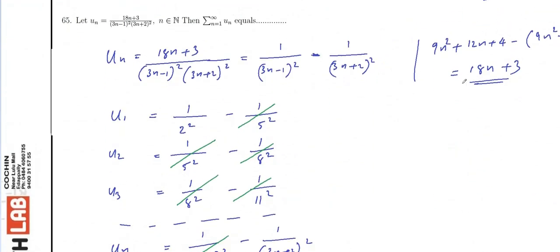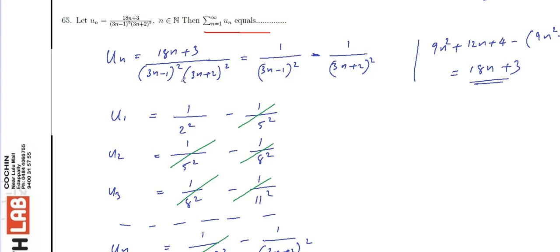And 65, we have a sequence here. un is equal to (8n plus 3) by (3n minus 1) the whole square times (3n plus 2) the whole square. Here we are supposed to calculate the sum, not just check the convergence. So check whether this is a geometric series. No, so the next step is to go for a telescopic sum, and here that is possible.